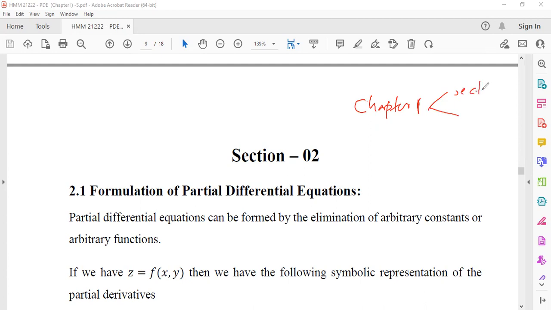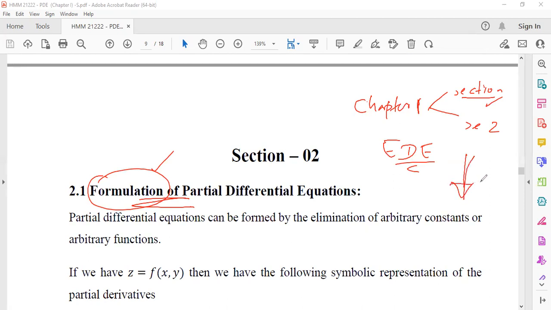In one chapter we have 2 sections. Section 1 is talking about the introduction and classification types and all, and section 2 is talking about formulations. These terms are very familiar to you from the EDE, so no need to worry. It goes the same way as EDE and ODE, so you can follow everything the same way. It will be very easy for you.